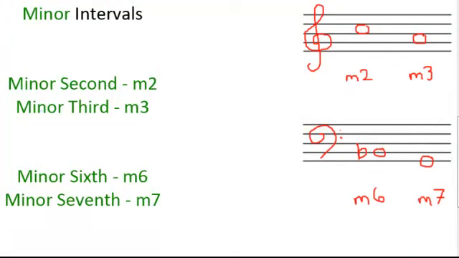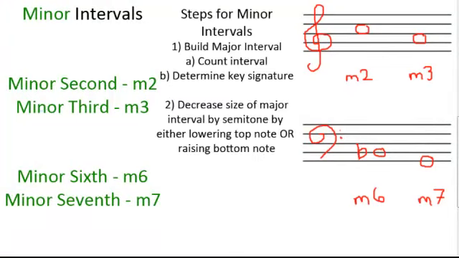Okay, let's try building some ascending minor intervals. Our steps for building minor intervals. The first step is to build the major interval. So that's why it's very important to know about building major intervals. The first step of building the major interval is to count the interval. So from the C we will count up to the D. So we'll write in that D, and we'll have our first step to building our major second.